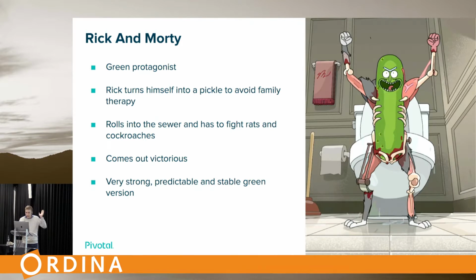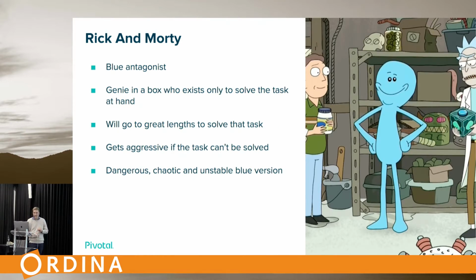That's green. Now our next persona is the blue antagonist. See, green, blue, green, right? And this is Mr. Meeseeks. And Mr. Meeseeks in the series is just a genie in a box that you can summon. And the only reason he is alive is to solve a task at hand. Now, if he can't solve that task, however, it's kind of bad because he gets really aggressive. Right? After he solves the tasks, he disappears. Great. But if he can't finish it, it's really terrible.